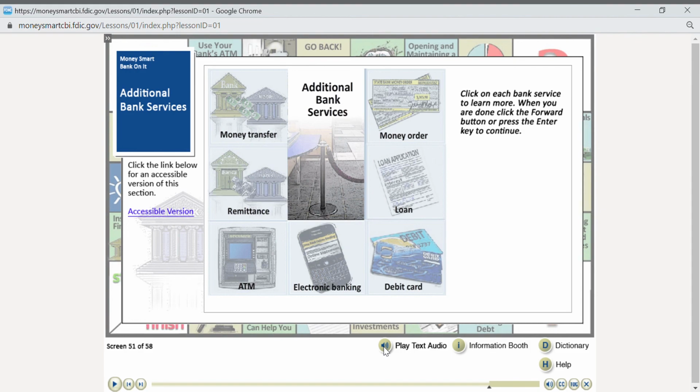ATM. An ATM is a kiosk where you can deposit, withdraw, or transfer money from one account to another 24 hours a day. Remember, there may be a fee involved for some of these ATM services.